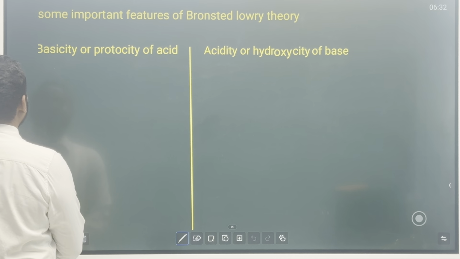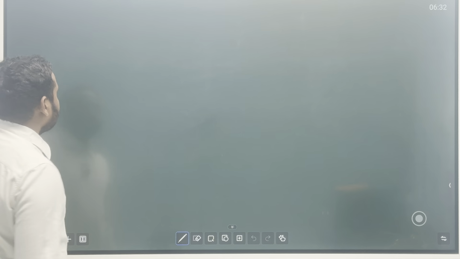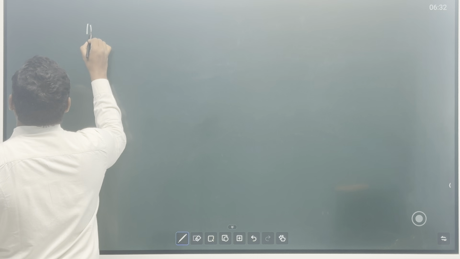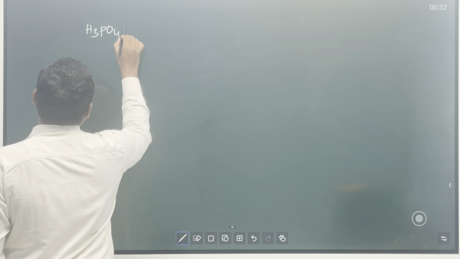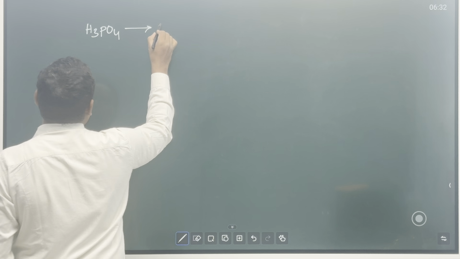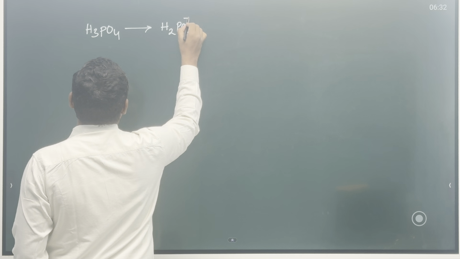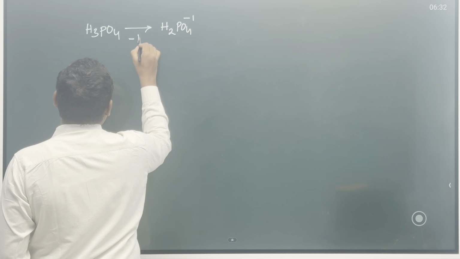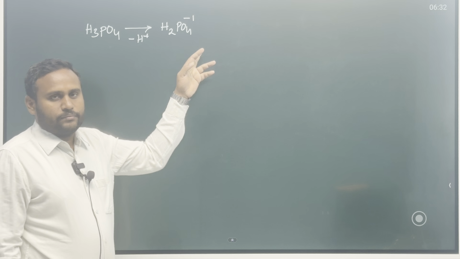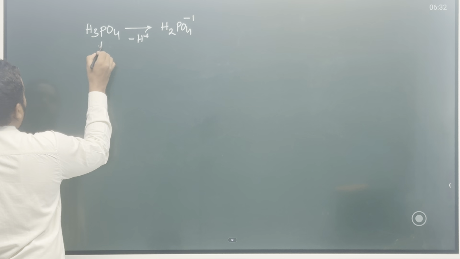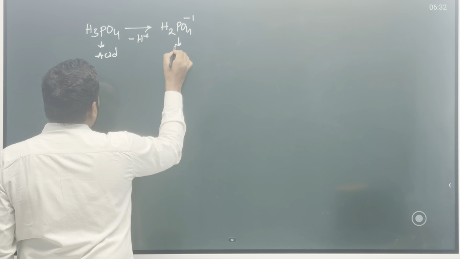Next, let us see here H3PO4. H3PO4 gives rise to H2PO4 minus, meaning here it is losing one H plus ion, meaning it can transfer one proton. So now it is an acid, and it is a base.